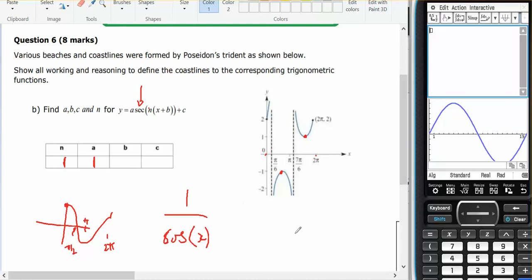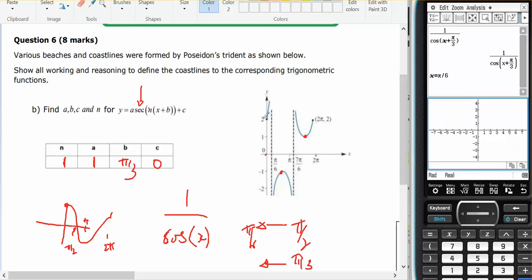Therefore, it's been moved from pi on 2 back to pi on 6. Therefore, it's gone to the left pi on 3. Therefore, B can equal positive pi on 3. And C, up and down movement, there has been no up and down movement. So that's going to be 0.